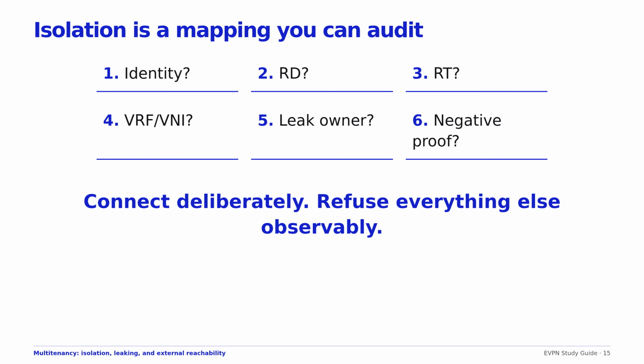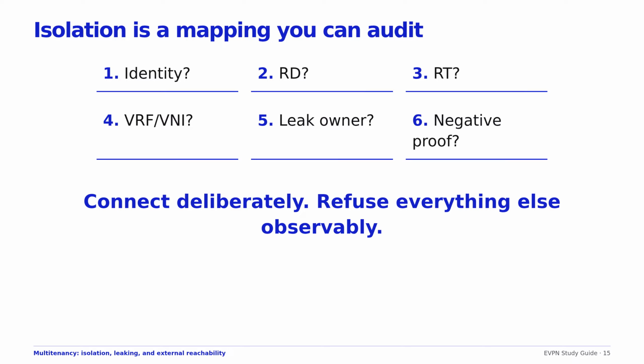The core learning is this: multitenancy is an import policy and forwarding boundary discipline. Tenant identity maps to VRFs, RDs keep overlapping routes distinct, RTs grant membership, L2 and L3 VNIs select bridged and routed contexts. Route leaking and external access are explicit new relationships, not exceptions to document later.